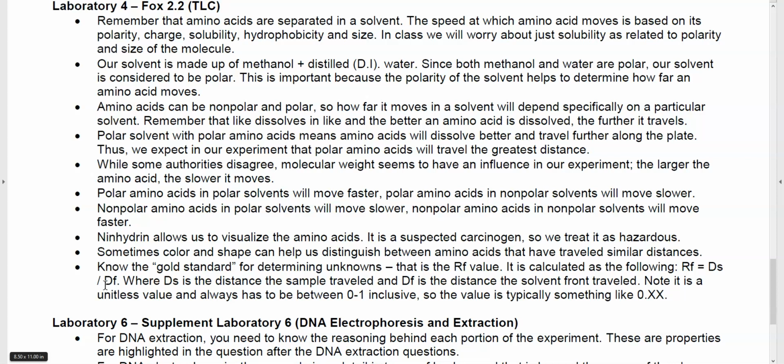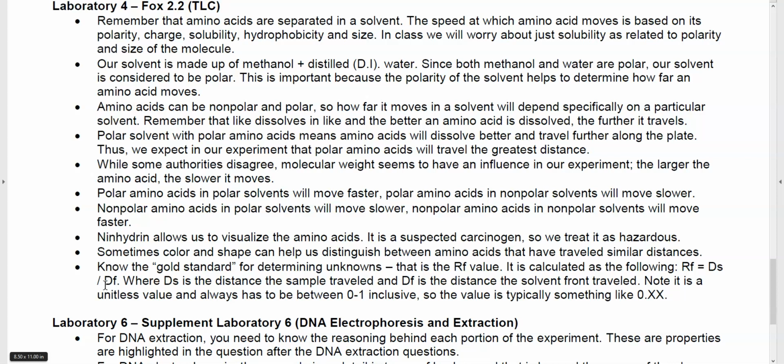right, is going to be the biggest number always. And even if the spot traveled exactly with the DF, it wouldn't be any further in front of it. So you can never have a DS that's bigger than a DF. Okay? So that's number one. Number two, if the spot was totally insoluble in the solvent, right, it wouldn't move at all. So it wouldn't move, it would be 0, right?